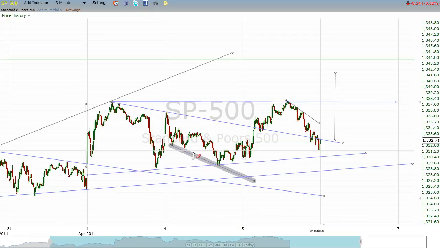I know I said that this descending line would be support. No, actually it was this line. This descending line would be also strong support. So that's what's going on with the S&P. And it's kind of in the forming period right now.